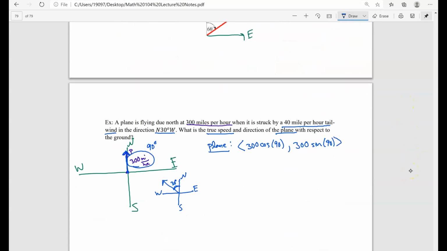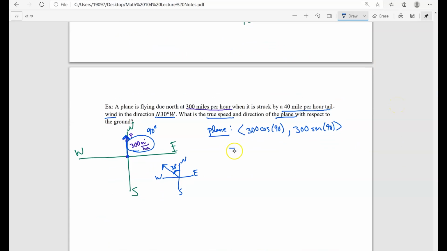So the plane is going to have components of the cosine of 90 degrees, and then this one's going to be, oh no, wait, that's wrong. The cosine of 90 is 0, so it's going to be 0. And then the sine of 90 is 1, so this is going to be 300. So this is basically how you're describing the plane. The plane has this vector form.